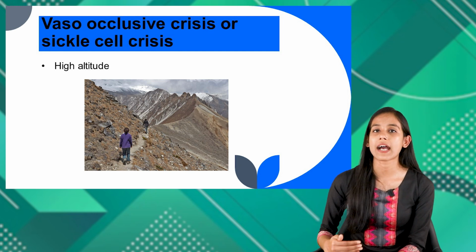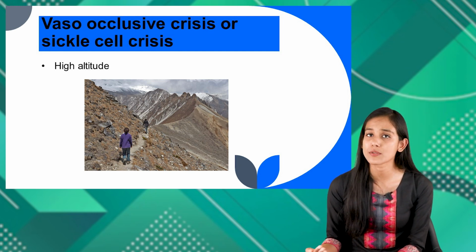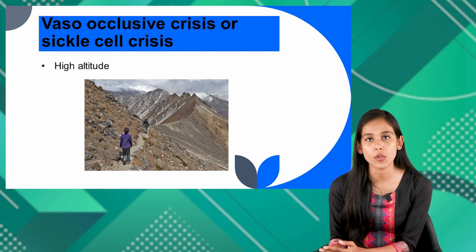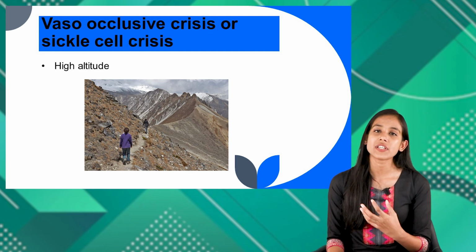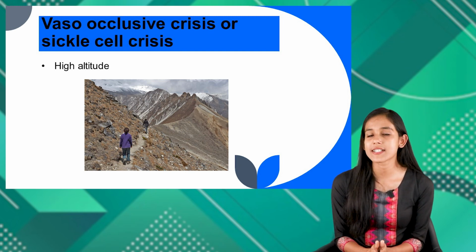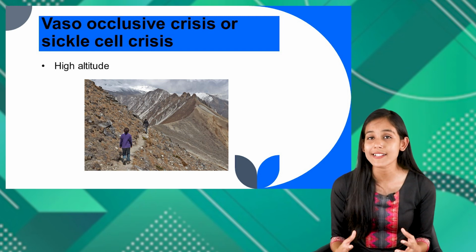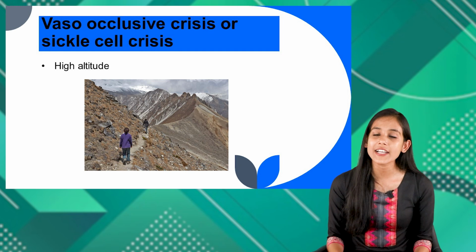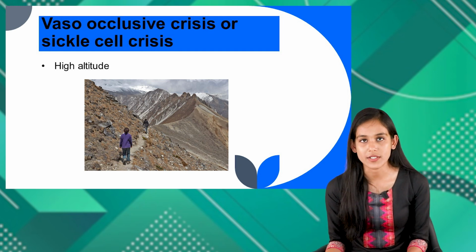So whenever we travel to high altitudes, what happens there is, the oxygen level is lower, right? So that would again cause this crisis episode, because the sickle cell crisis episode basically happens in any condition where there is low oxygen.